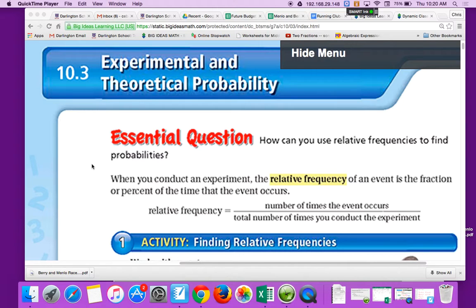So the formula says the number of times something occurs. You could be flipping a coin 20 times, and you're looking for how many times heads pops up. That would be the numerator, the number of times that event occurs. The denominator is the total number of times. If you flip it 20 times, the 20 would be the denominator. And that number that comes out is the relative frequency, about, on average, how many times it has occurred.